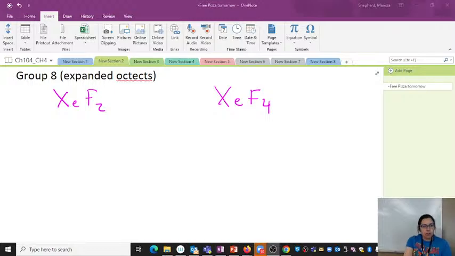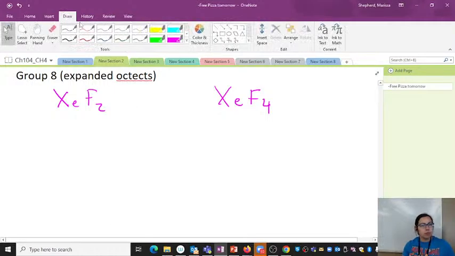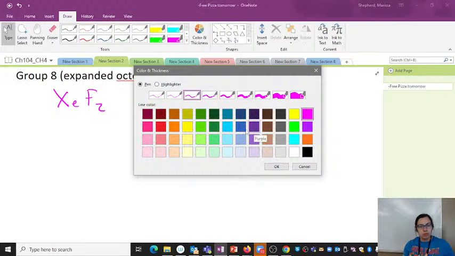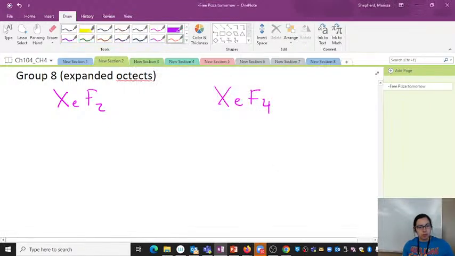So do we have a guess for at least xenon difluoride? And looking in the chat too. So I believe it would be a linear 5-electron pair. So that means 2 substituents and then 3 lone pairs, right?